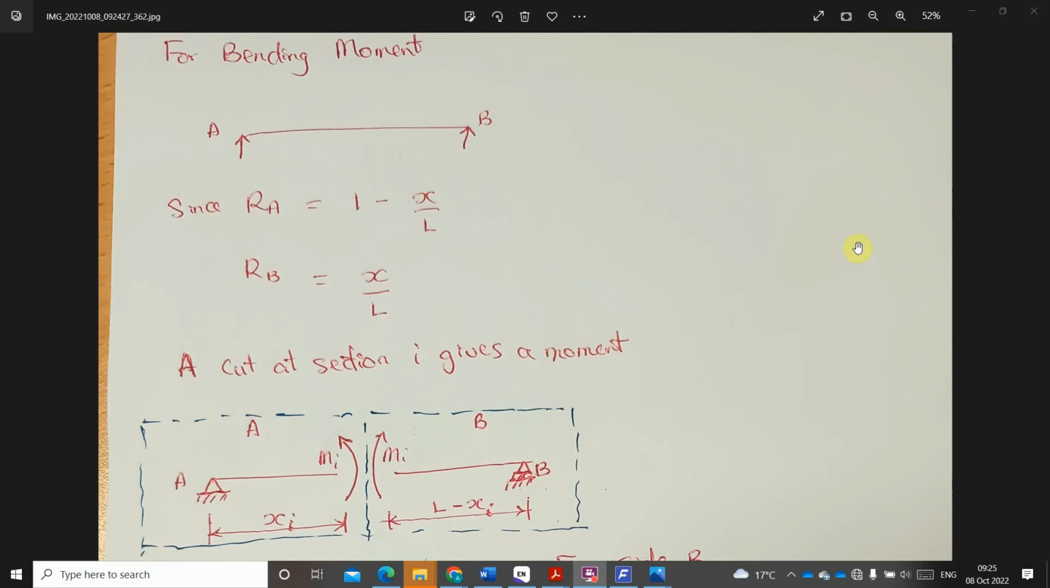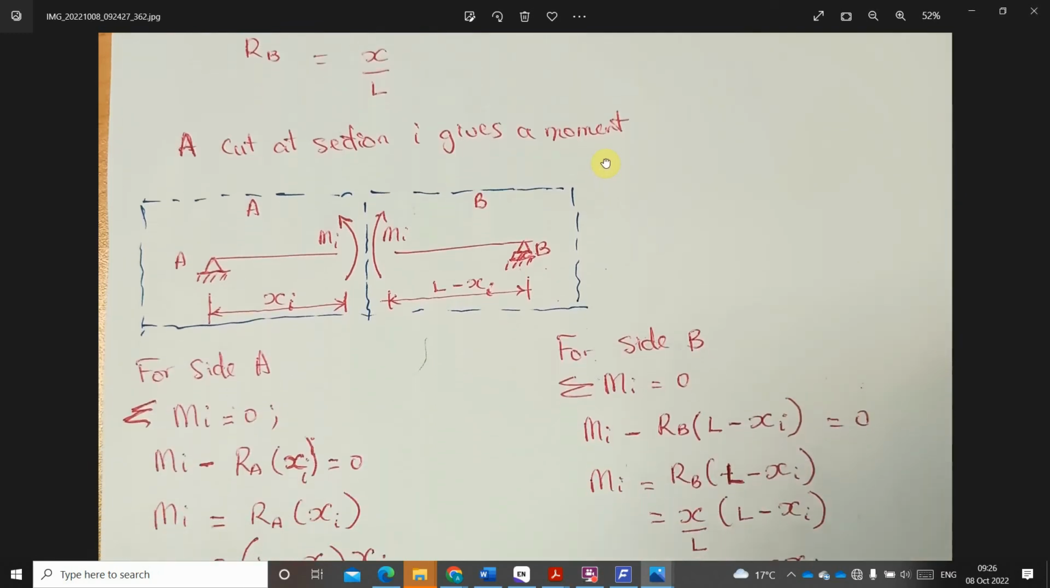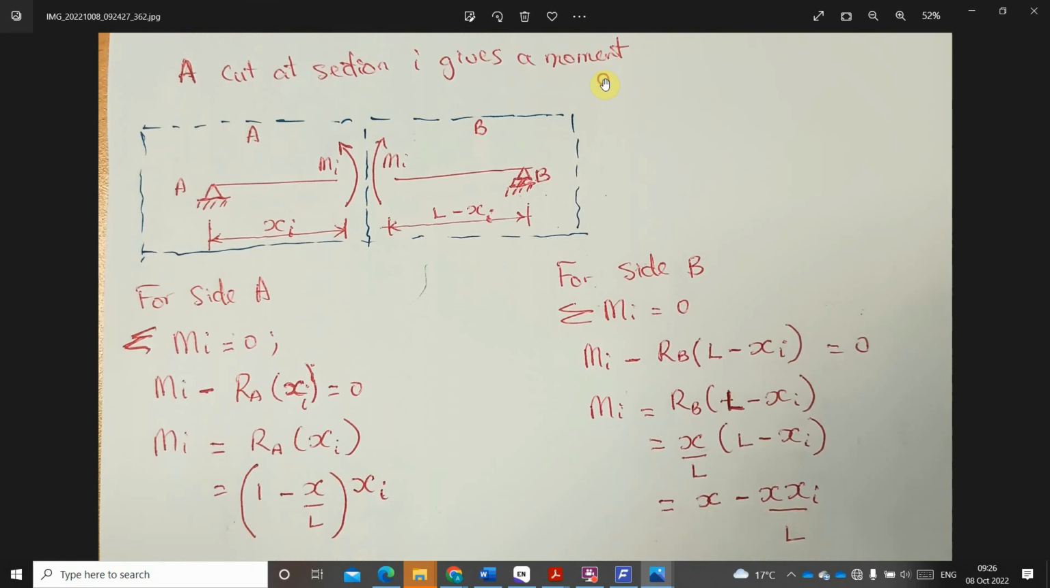So what we are going to have for side A and side B, I want us to see. For side A, if we take the moment about point I to be equal to 0, we have our moment at I minus reaction at A times this distance xi gives us 0. So our moment about I will give us the reaction at A times xi, which is the same thing as the reaction at A times distance si.